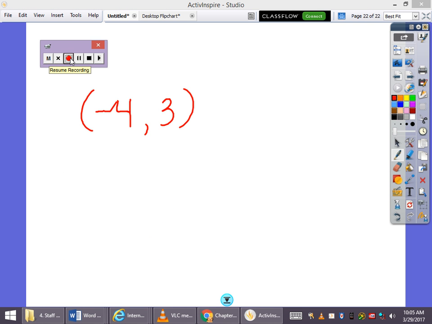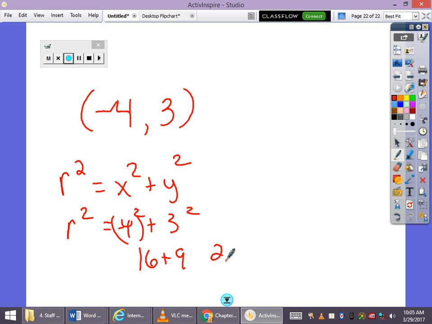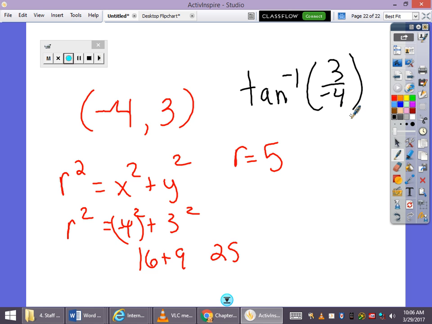Okay, so talk me through this one. This is in rectangular form. I want it in polar. What do I do? R squared equals x squared plus y squared. So I get r squared equals 4 squared plus 3 squared. 16 plus 9 is 25. So r equals 5. Then I need to do tan inverse of 3 over negative 4, which is what in your calculator? What is it?